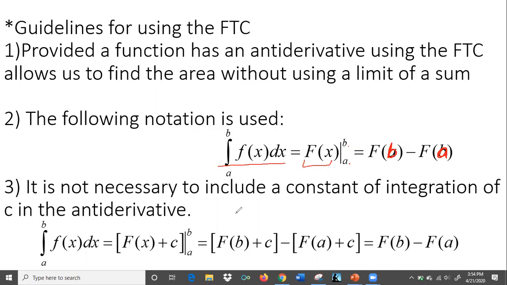Okay, you may be asking, well, what about our plus c, our constant of integration? Now, this is actually not necessary to include because, as you can see, it worked out here. So we get the antiderivative plus c from a to b. So we have the antiderivative of b plus c minus the antiderivative of a plus c. You'll see that this subtraction is distributed to both of them. So those c's end up being canceled out, and we're just left with the antiderivative of b minus the antiderivative of a. Okay, we're going to go ahead and look at a specific example here.